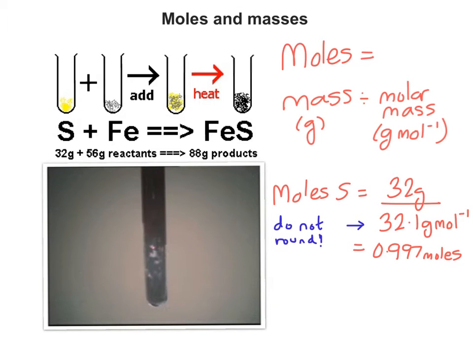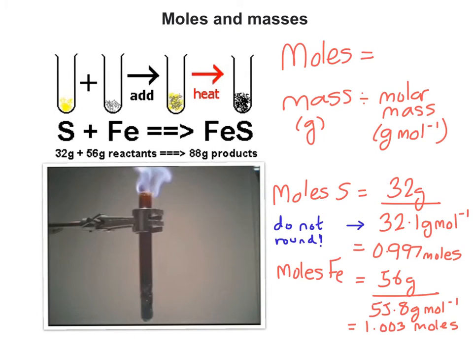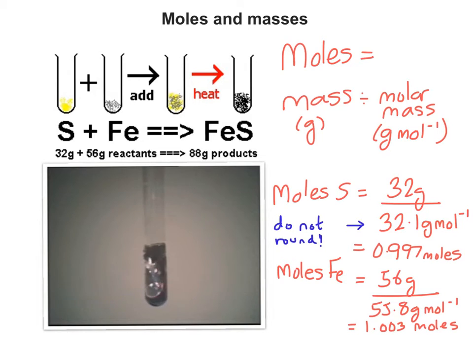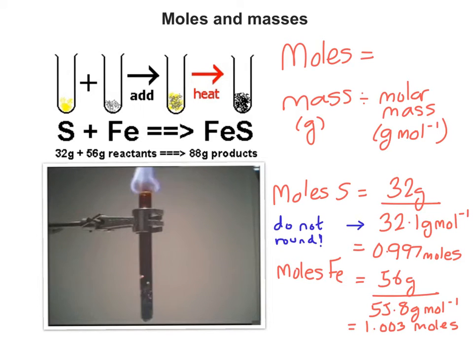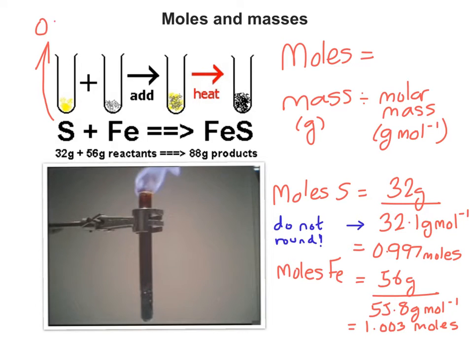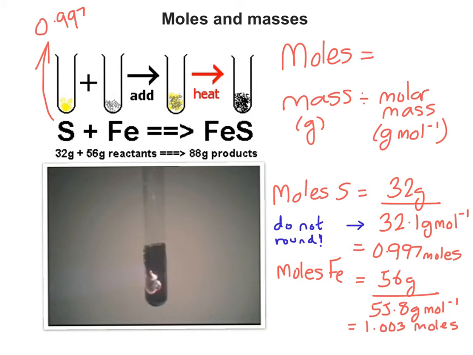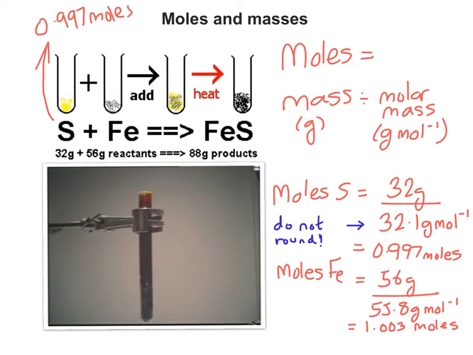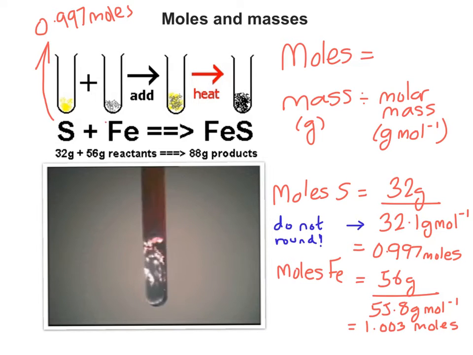And we can do the same thing for iron. And we get 1.003 moles. So what that tells us is that we have 0.997 moles of sulfur reacting with 1.003 moles of iron.